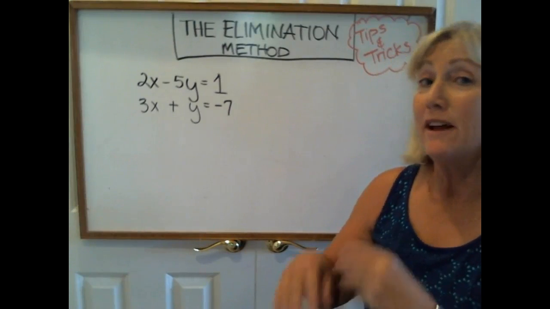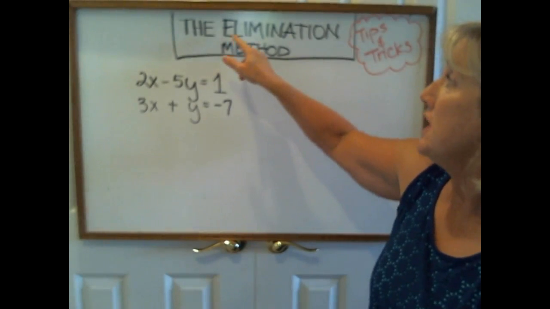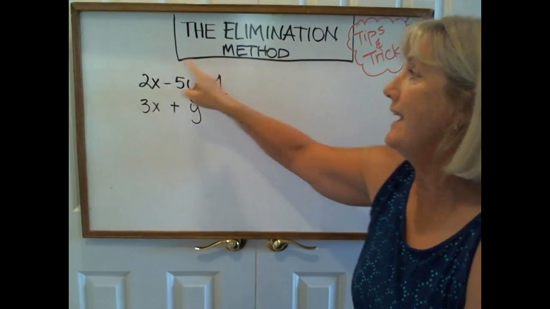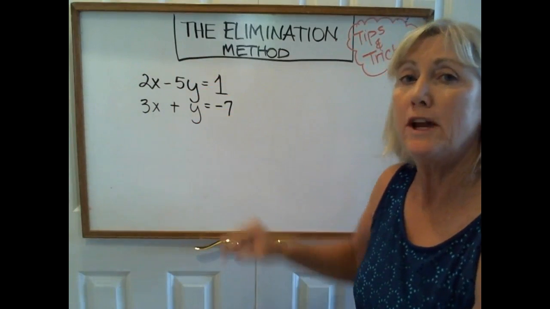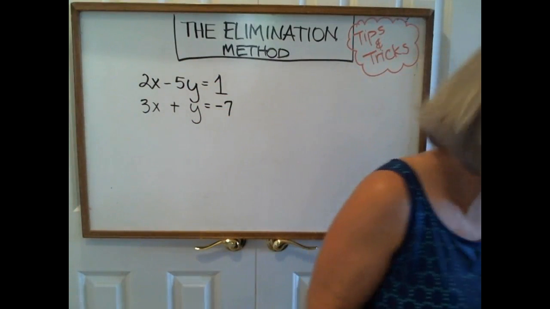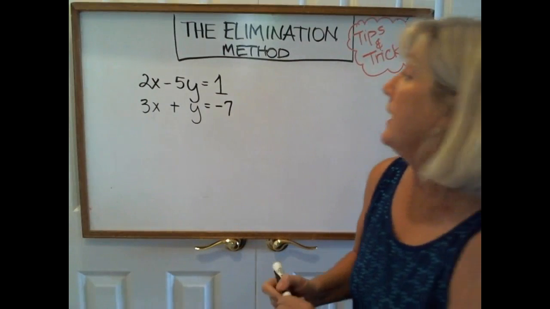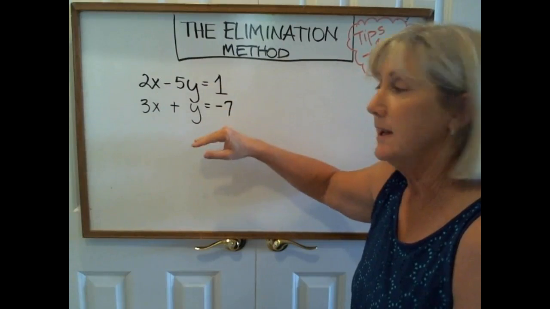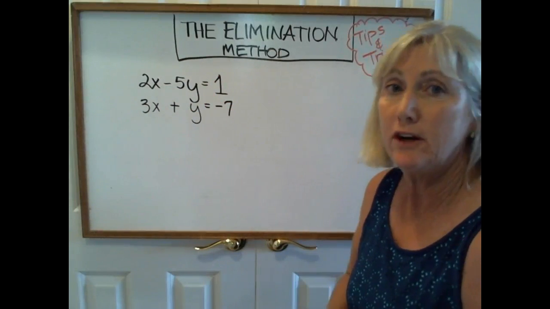So now I've done a quick switch and I've changed this to the elimination method, but I have the same two equations to solve my system of equations. Forgot my pen. All right, so the elimination method is we want to add these equations together in order to eliminate one of these variables.